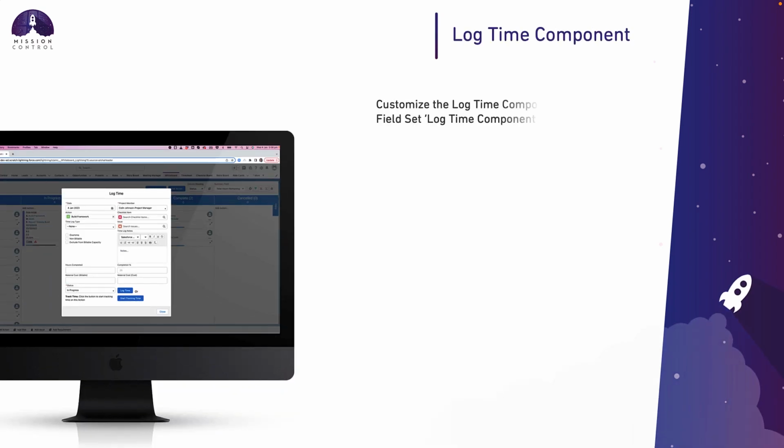So the log time component, which is obviously accessible from the utility bar, various pages like the whiteboard, the checklist board, the action pad, and so on. This is a component that up until now has been provided with a set number of fields available to you. Now you can actually customize the layout of that by specifying which fields get displayed on there by adding fields to the field set called log time component fields.